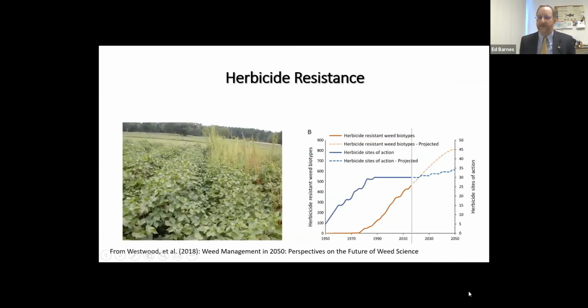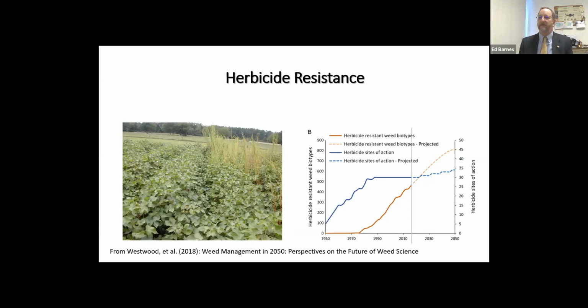I just want to call out herbicide resistance, because this is one that has me very concerned. There was a paper published in 2018 called Weed Management in 2050, Perspectives on the Future of Weed Science, and that's where this chart came from. This blue line is the herbicide sites of action that have been developed. You can see those new actions really terminate in the 1980s. And then the red line are the weeds that are becoming herbicide resistant. And we see those have continued to increase. So that is very concerning.